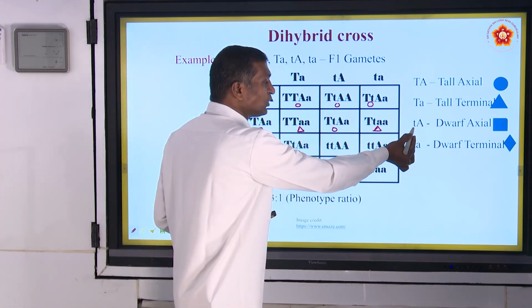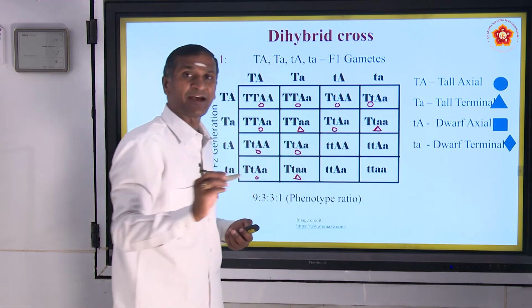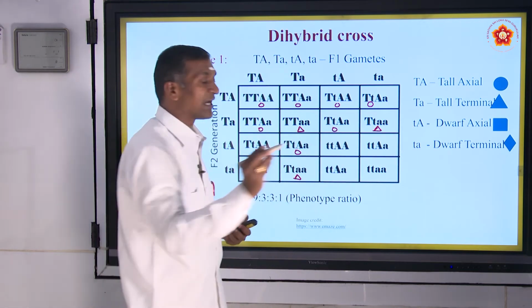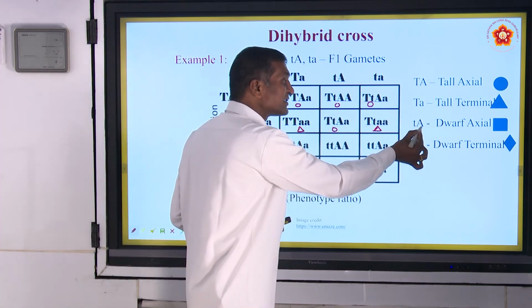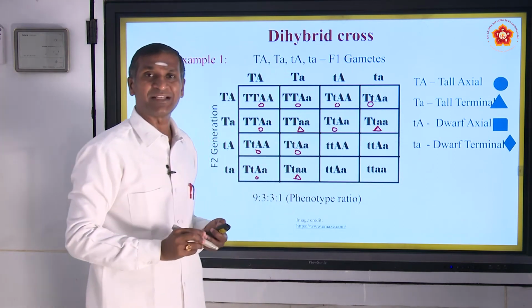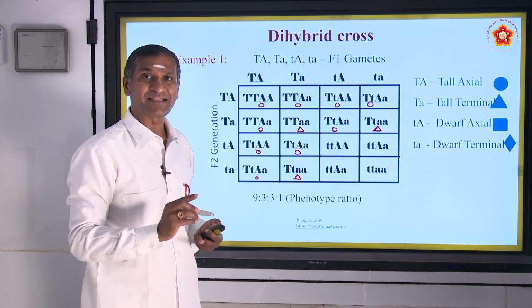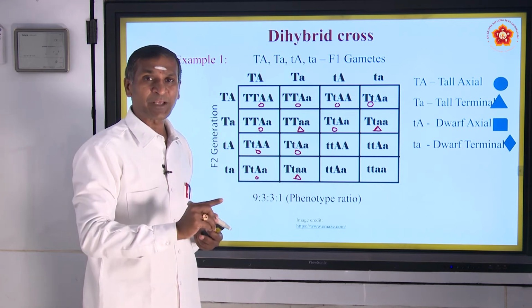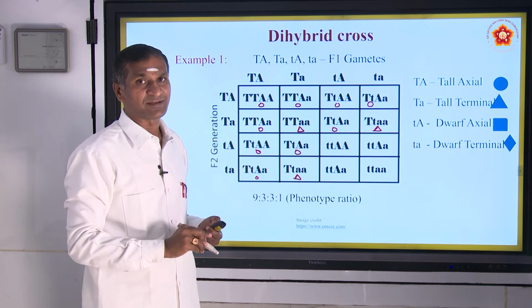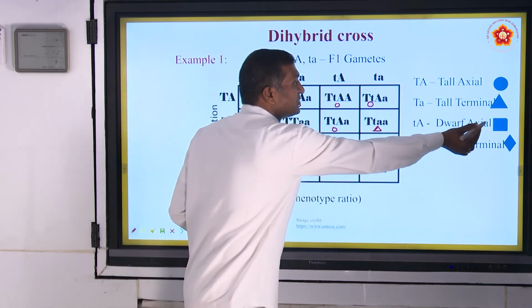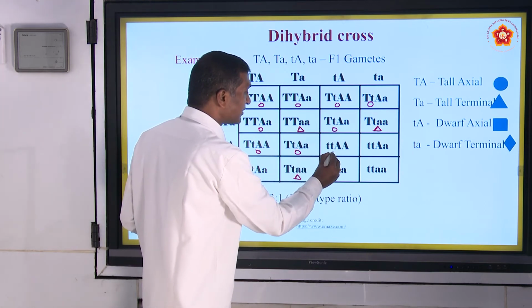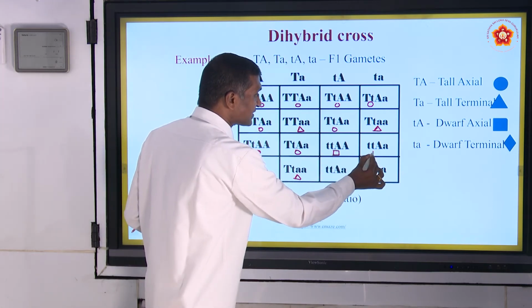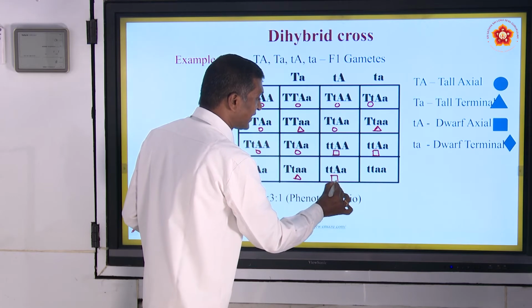Now out of two T's, we don't have capital T at all. We have only small t. Then it is dwarf. Out of two A's, at least one capital A is there. Then it is axial. Dwarf pea plants with axial flowers. And we have used the square symbol to represent them. So see, square, square, square.